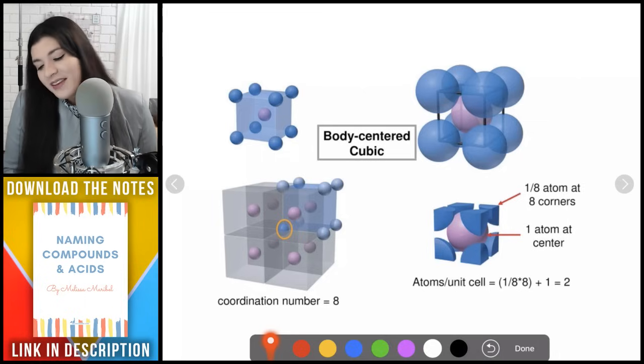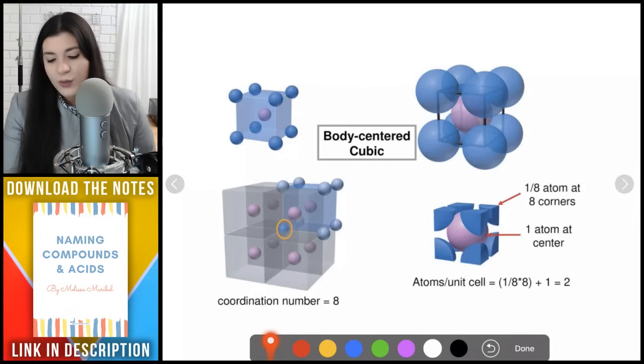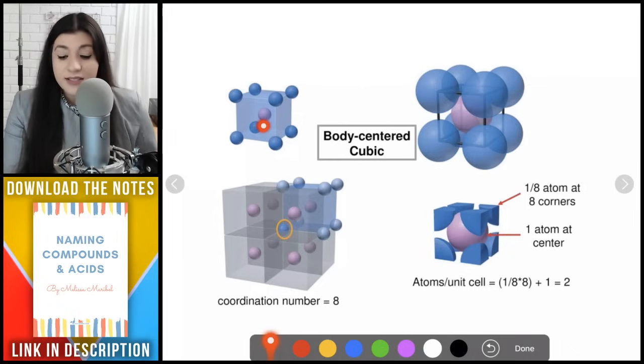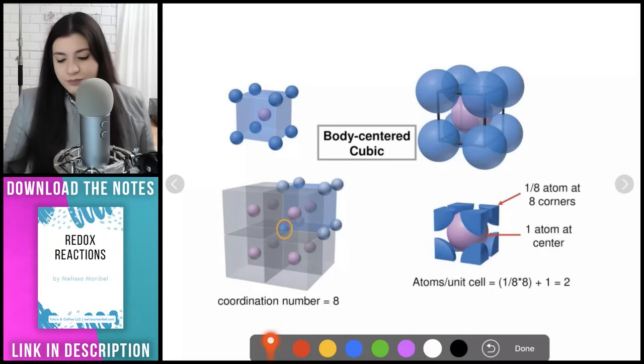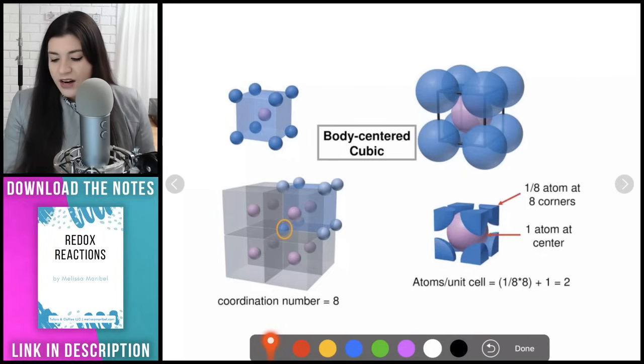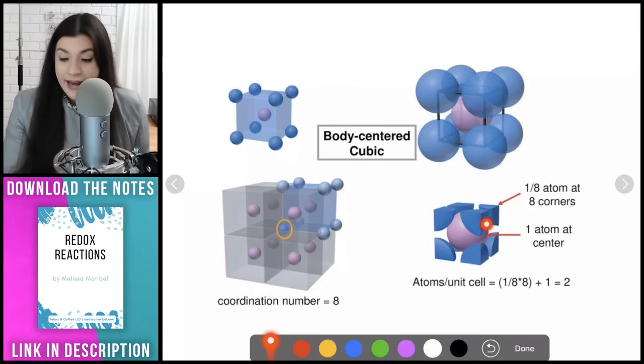But looking at the next one, our body-centered cubic is telling us that there is going to be 1 atom already in the cell. And then from there, once again, we have different atoms along the edges or the corners. And then from there, we're just going to do that math. We're going to see that there's 1/8 at 8 corners.